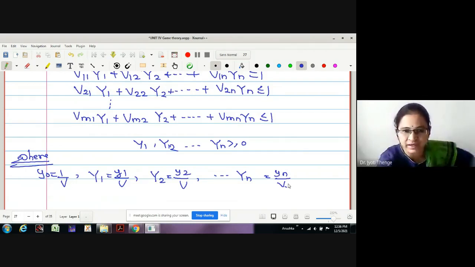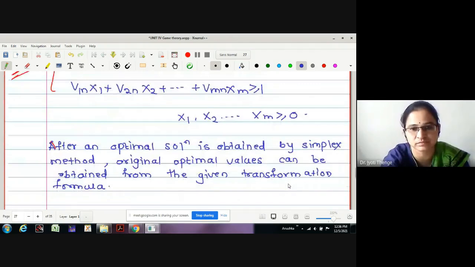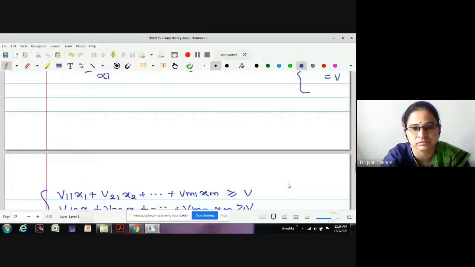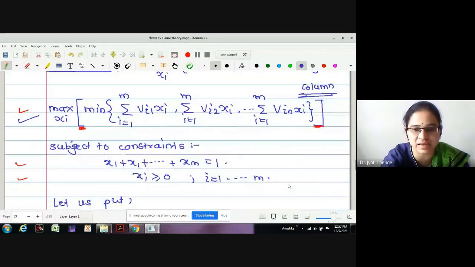If you have any difficulty until this point, you can unmute yourself and ask me. In the next lecture, we will take a problem on this. If I take an example, the idea will be very clear, and it will be clearly known how a rectangular game without saddle point can be solved by using the linear programming problem. This is the first method we use to solve games without saddle point, that is, with the help of a linear programming problem.